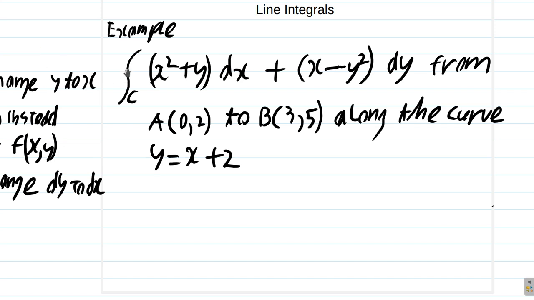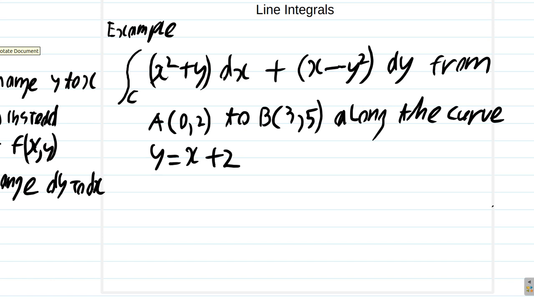Now, here, it is an integral along the curve of x squared plus y dx plus x minus y squared dy. Almost the same thing as was in the previous example, except this was positive. I changed it to negative, from (0, 2) to (3, 5) along the curve y equals x plus 2.